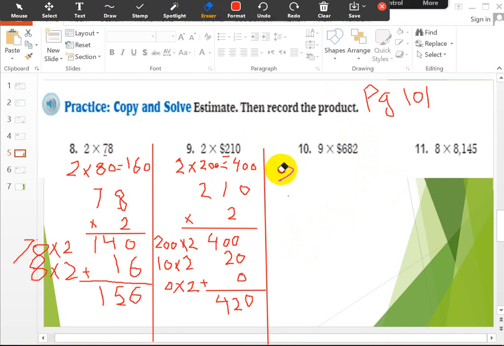Okay, Lana, which one don't you understand and which step? Specify the step.